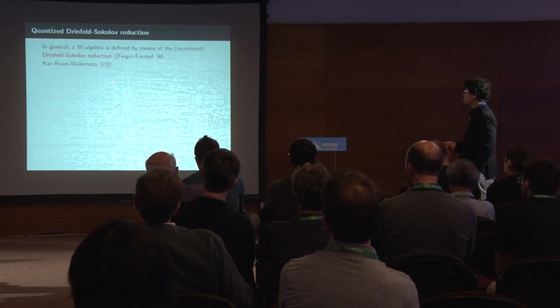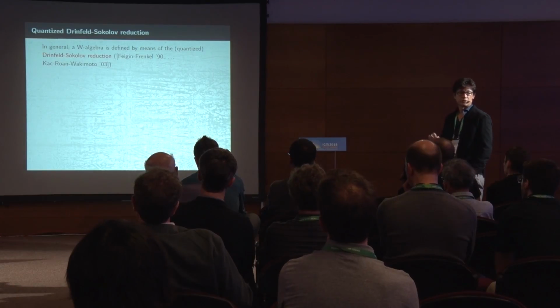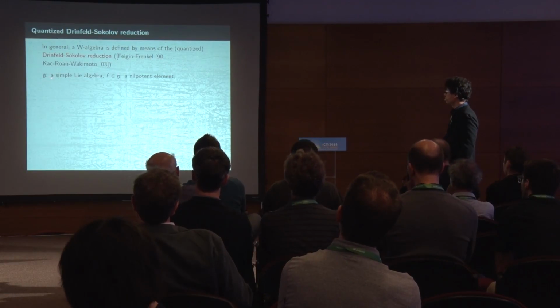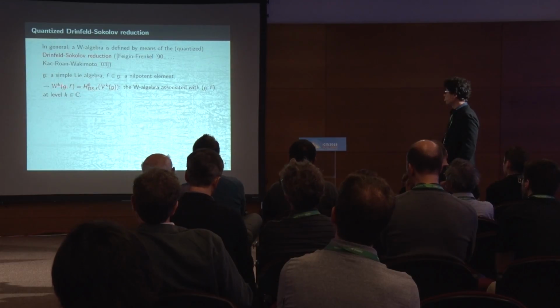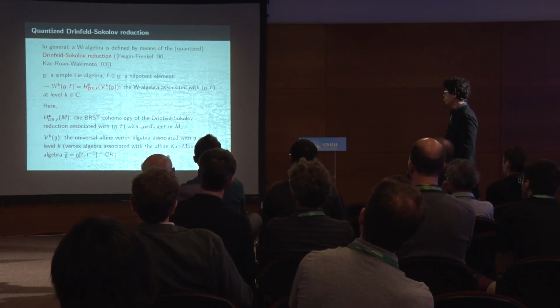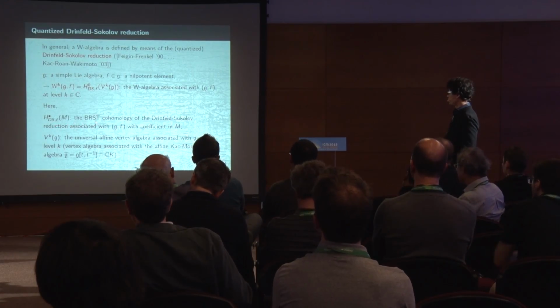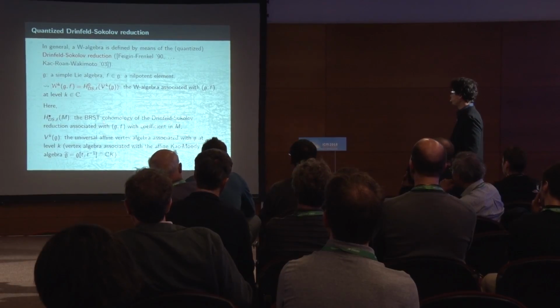So in general, a W-algebra is defined by means of the so-called quantized Drinfeld-Sokolov reduction, which is a version of Hamiltonian reduction, which was introduced by Feigin and Frenkel and generalized by Kac, Roan and Wakimoto. For each simple Lie algebra and its nilpotent element, you define a certain vertex algebra by some Hamiltonian reduction. This is the BRST cohomology of the Drinfeld-Sokolov reduction associated with this data, and this is a version of Lie algebra cohomology.